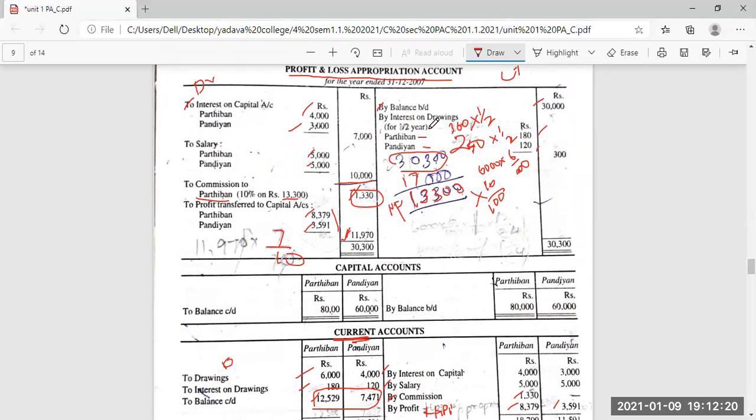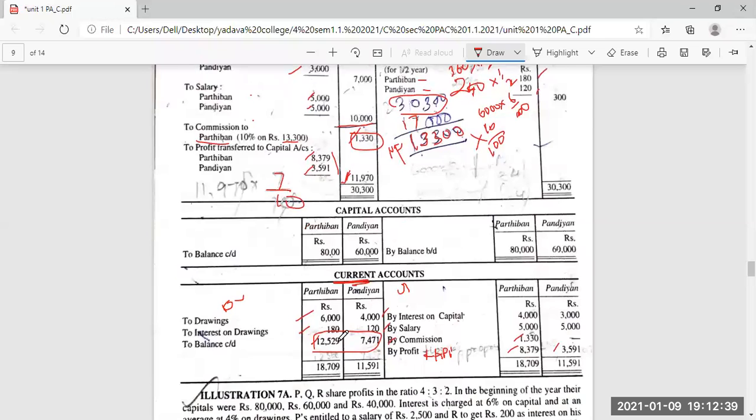Here in the profit and loss appropriation, you'll be having interest on drawings in the credit side, but in the current account, drawings are in the debit side. Then interest on capital, salary and commission are in the debit side, but in the current account, they come in the credit side. It's a simple one. When we do it in the profit and loss in a correct way, then we are able to do the current account.